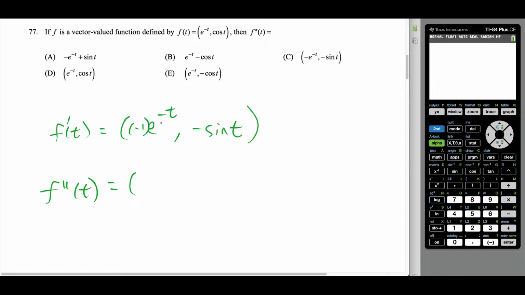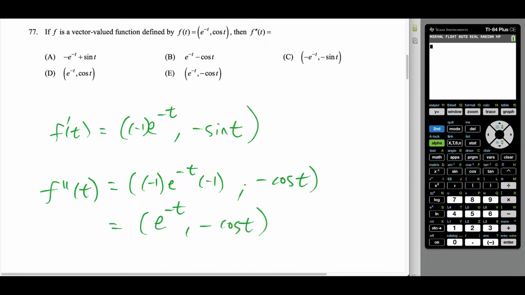Then if I go to the second derivative, I'm going to have -1 e^(-t), and then I multiply by -1 again, which changes this to +1. Now I just have to know the derivative of minus sine t is minus cosine t. So in simplified form, this is just e^(-t), comma, negative cosine t. So there's the second derivative, and this corresponds to choice E.